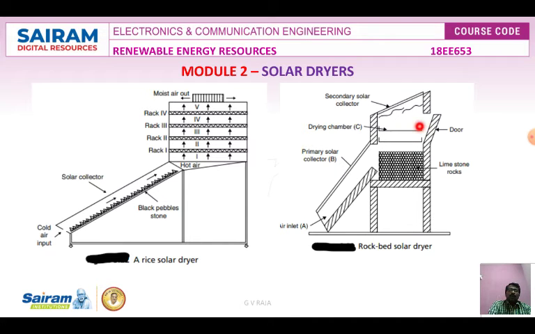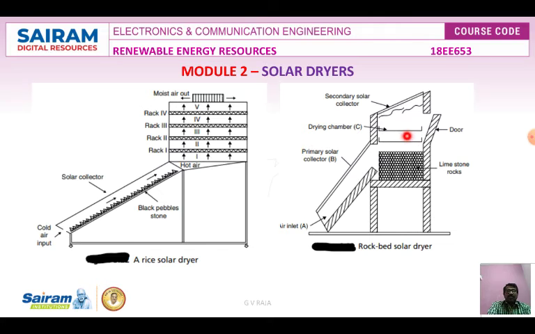So here the door will be opened like a microwave oven. Here also one secondary solar collector will be there. The door will be opened and closed, and the thing will be kept inside. If you want to keep tea seeds or coffee seeds, whatever seeds, we can keep them here. Here we are adding the heat from the primary collector and the secondary collector.